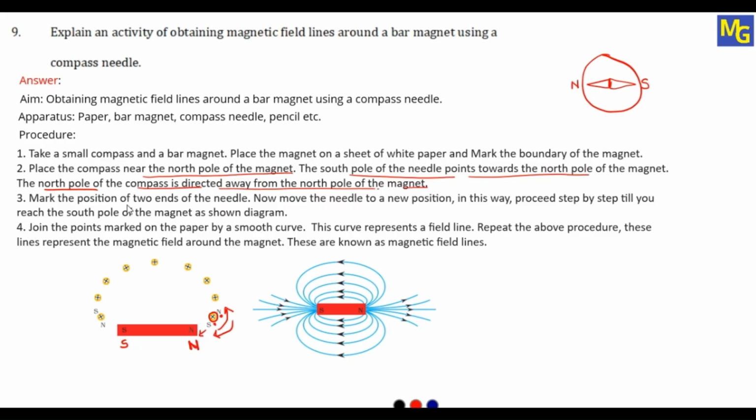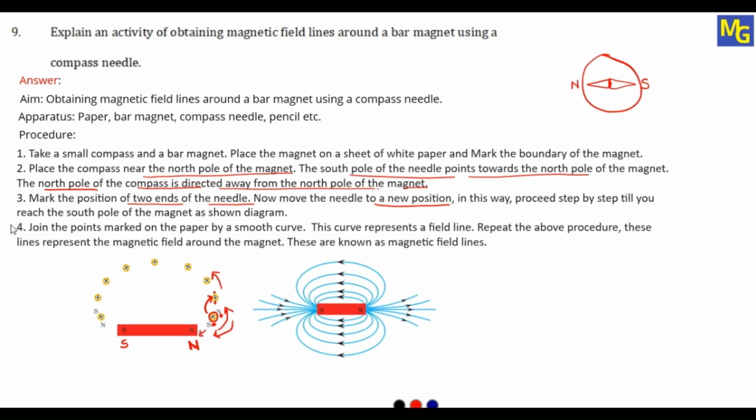Mark the positions of the two ends of the needle. Now we will mark both north as well as south. Now move the needle to a new position. So take this compass and move it to the next position. Again here the north and south poles will be adjusted. You have to mark both of those. Again move to the next position and mark both, and like this repeat the whole procedure.